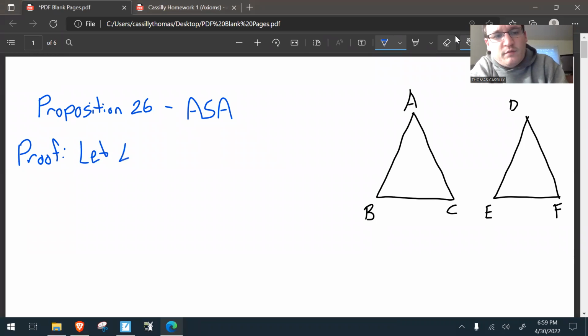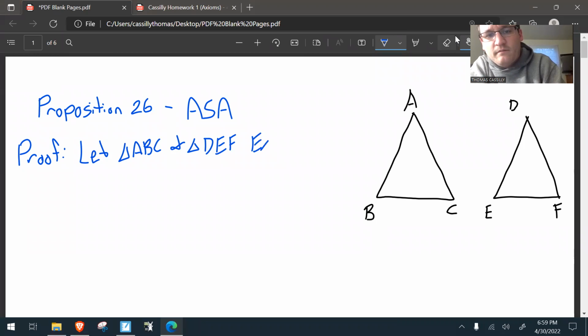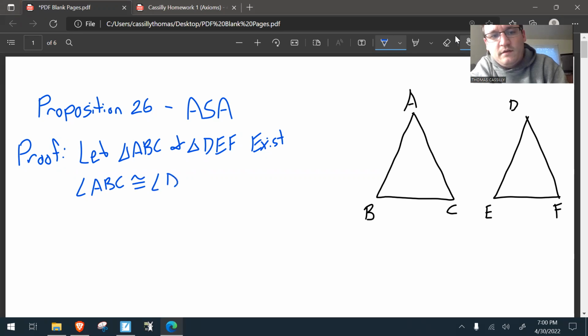Let's just let triangle ABC and triangle DEF exist such that we have some angle-side-angle criteria. So let's say that angle ABC is congruent to angle DEF. Let's go ahead and say segment BC is congruent to segment EF.